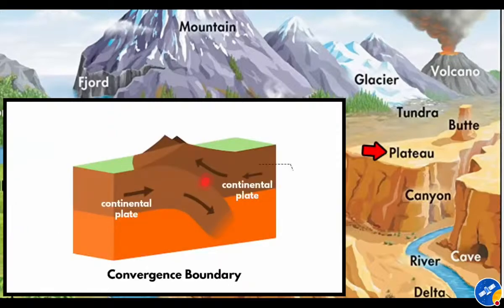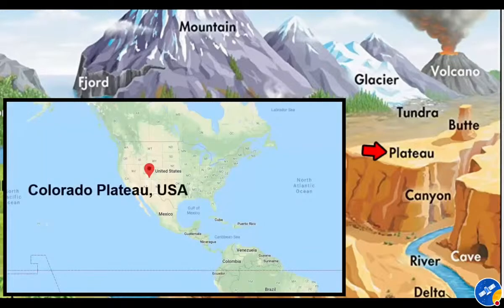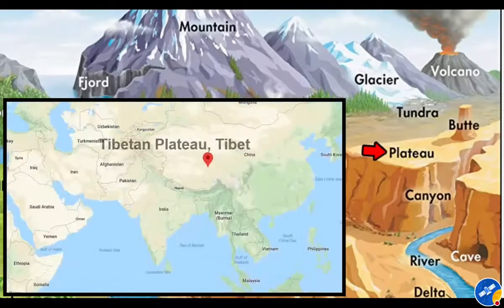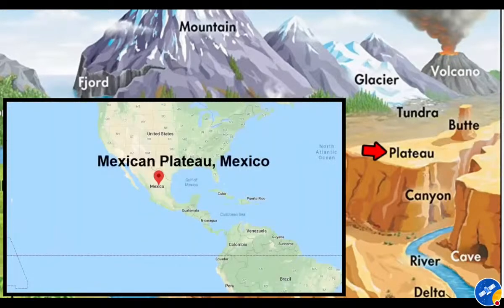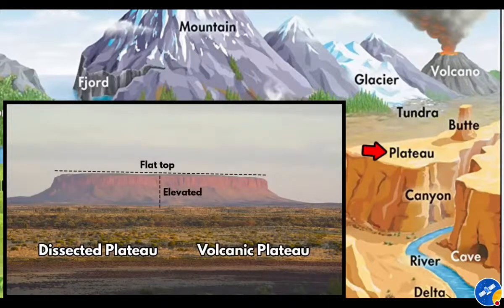Basically, when two continental plates collide, that is how mountains are formed, right? Even plateaus are like mountains, except they have a flat top. So even a dissected plateau is formed due to slow collision of tectonic plates. A good example is the Colorado Plateau in the US, then the Tibetan Plateau, then the Mexican Plateau in Mexico, and the Patagonia Plateau in Argentina. And the second one is volcanic plateaus.